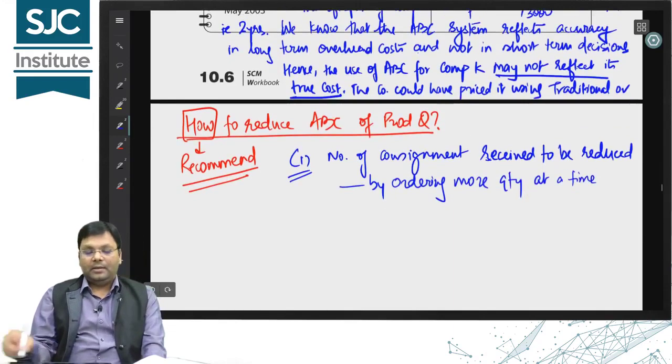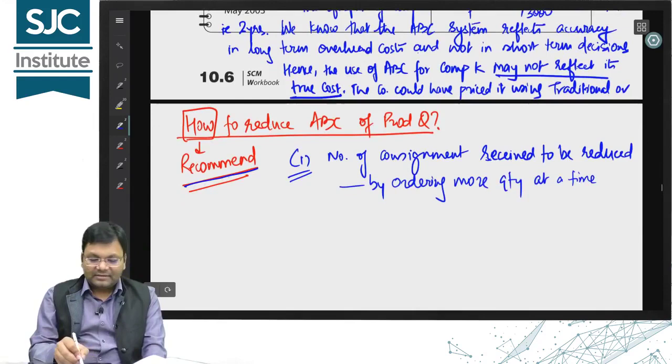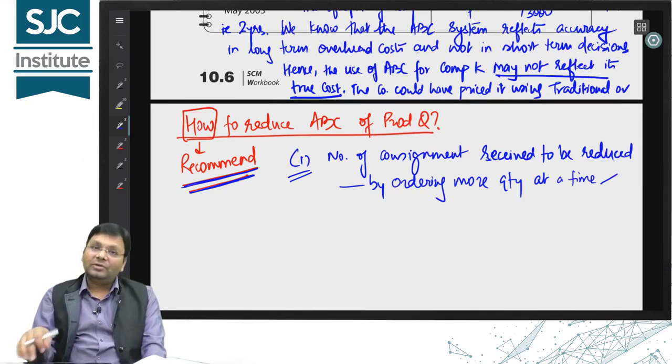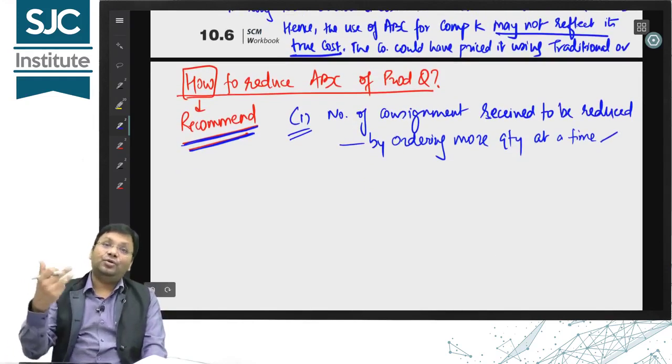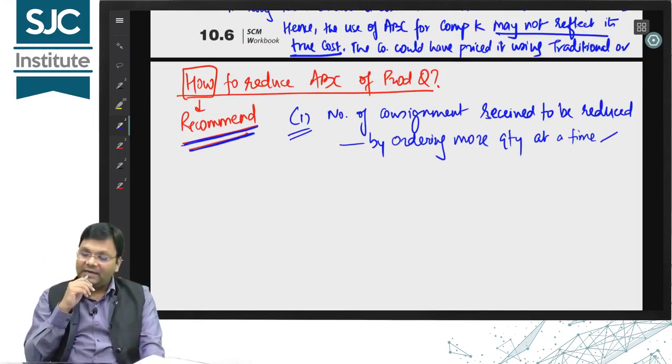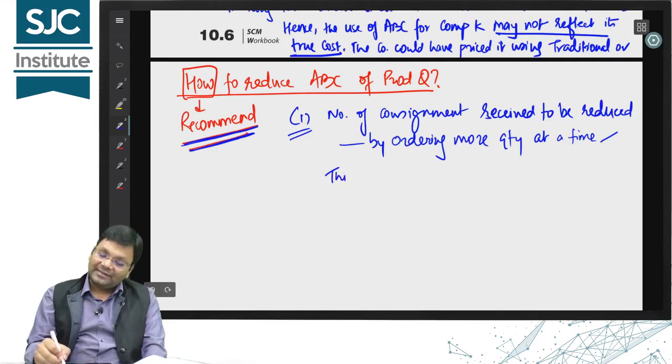Now, whenever the answer is a recommendation, when you are writing a recommendation, you need to substantiate your basis for writing this. How did it click to you? Number of consignments received to be reduced. How did it click to you? So you can substantiate this by explaining the details of P and Q.